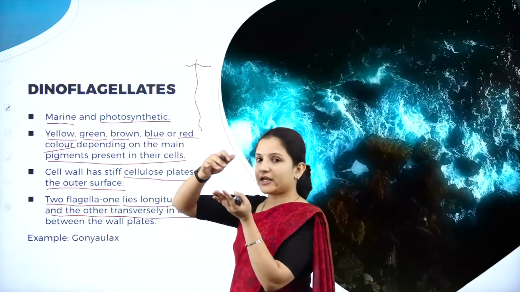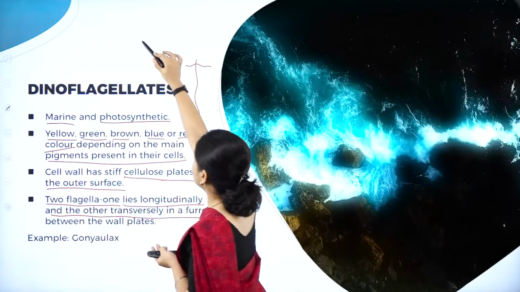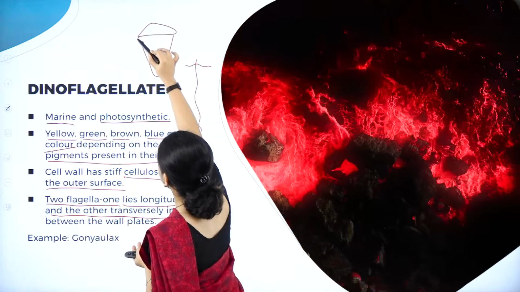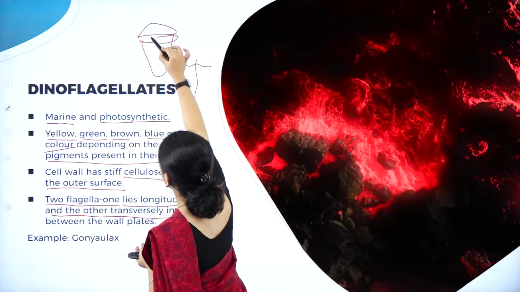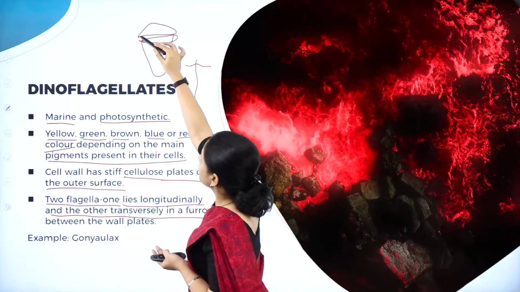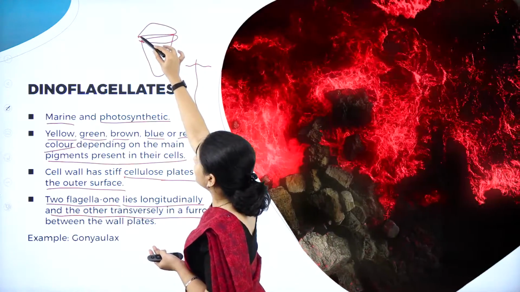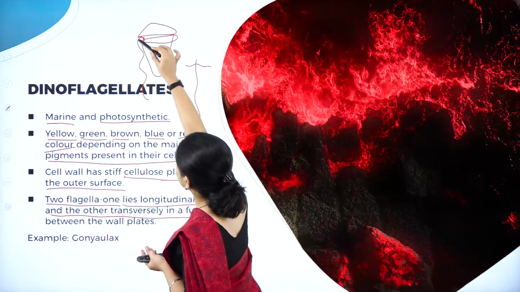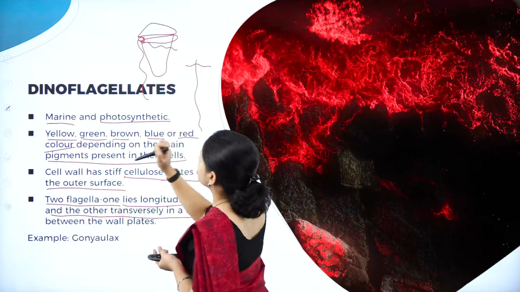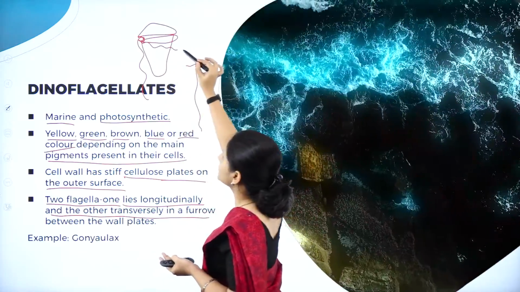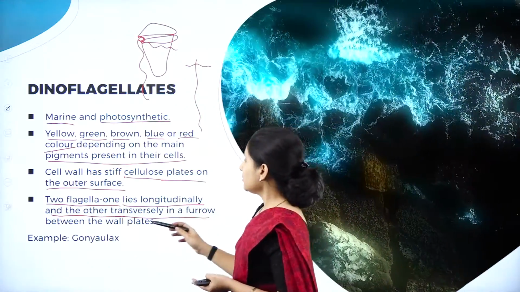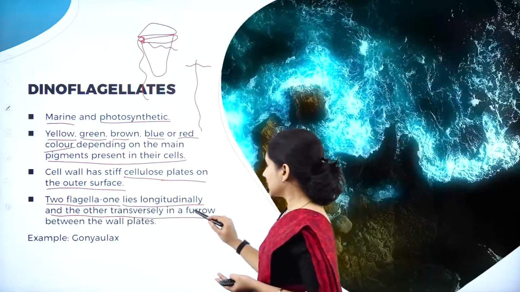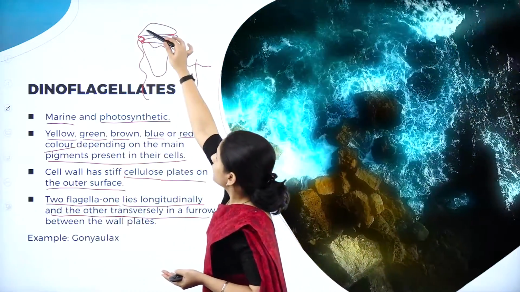So I told you they are made up of wall plates. If this is the dinoflagellate, they are made up of two wall plates. In between the wall plates, there is a small furrow, or a gap or an opening. From there, one flagellum is present longitudinally and the other is present transversely. So the two flagella, one lies longitudinally and the other transversely in a furrow between the wall plates.